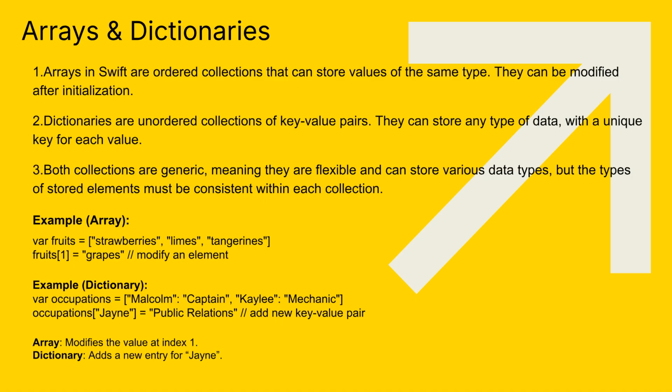Arrays are ordered collections of the same type, and dictionaries are unordered key-value pairs. Both are generic and flexible, allowing modification after initialization. For instance, you can modify an array element or add a new entry to a dictionary.